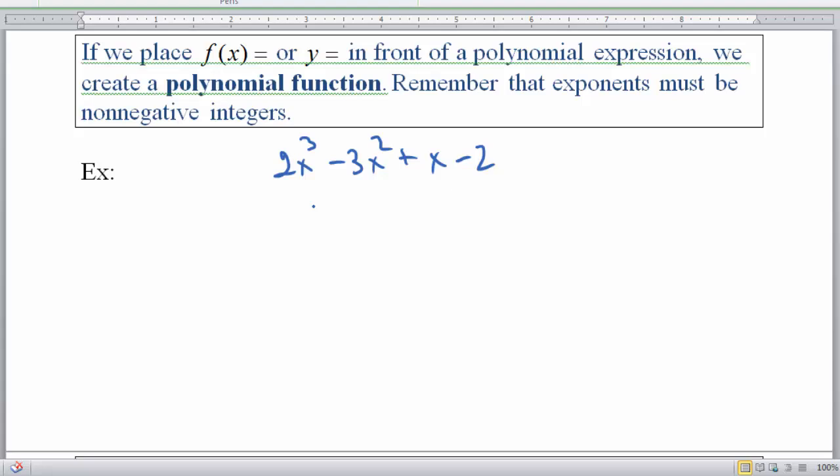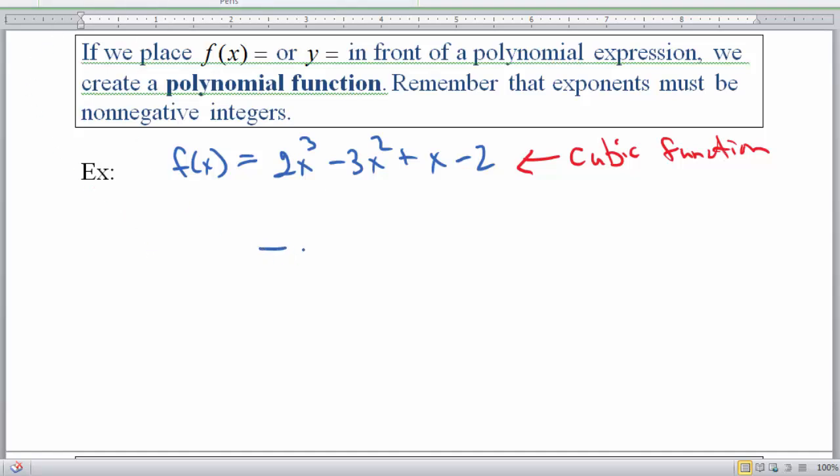All right? And I can just turn this into a function very easily by just placing f of x in front of it. So if I declare f of x to equal 2x to the third minus 3x squared plus x minus 2, I've now created a polynomial function. And this is the third degree, and again, this is just more terminology stuff. It's not super important, but a third degree polynomial function is going to be known as a cubic function, because it's third degree.